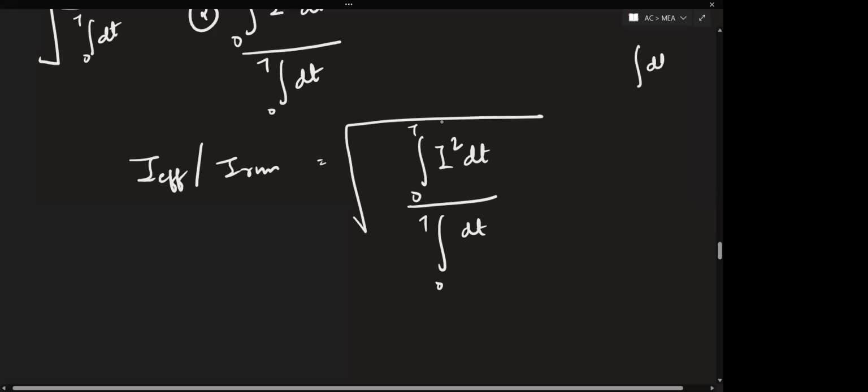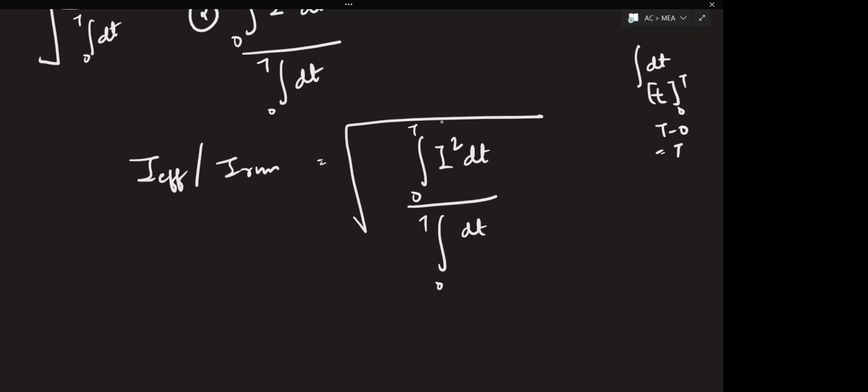Integration of dt is just t. Limits from 0 to T, that becomes T minus 0, which is T. All of you have forgotten your basic integration. So capital T will be here, over here you will have capital T. Fine, class.